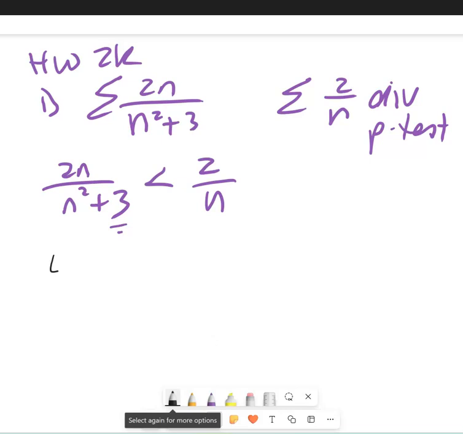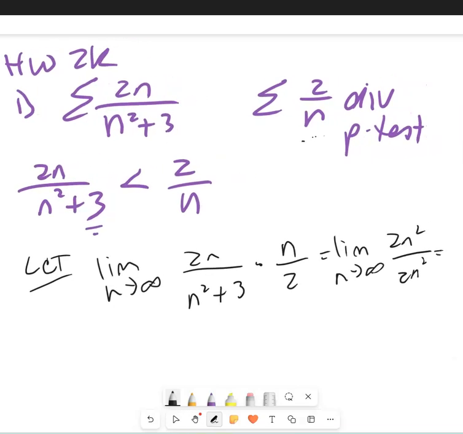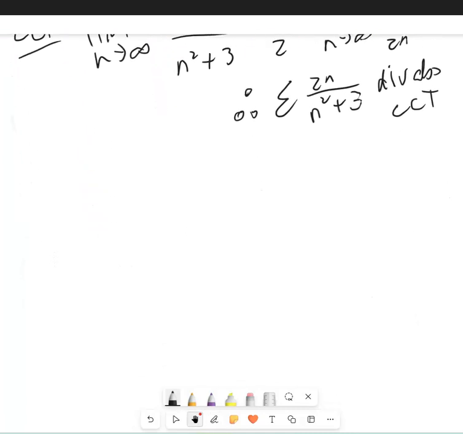So now you need to go do limit comparison test, which means you take the limit as n goes to infinity, 2n over n squared plus 3, times the reciprocal of this, n over 2. And by taking highest powers, you get 2n squared over 2n squared. That's 1. And so since that's a number bigger than 0, they both do the same thing. So therefore, 2n over n squared plus 3 diverges also by the limit comparison test. Okay, so that's number 1.